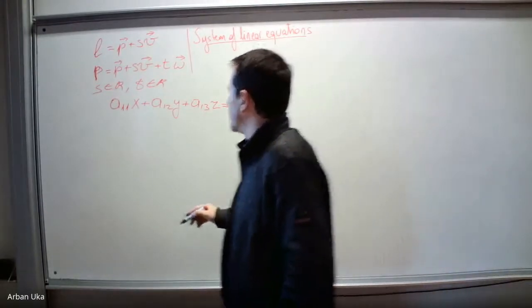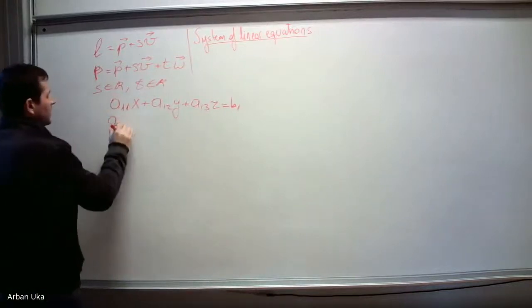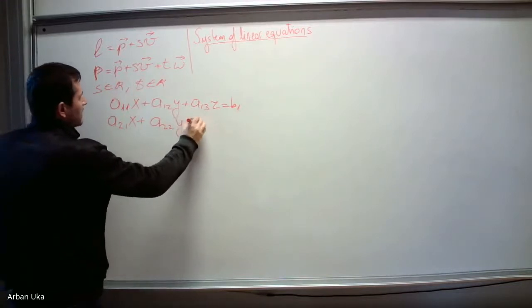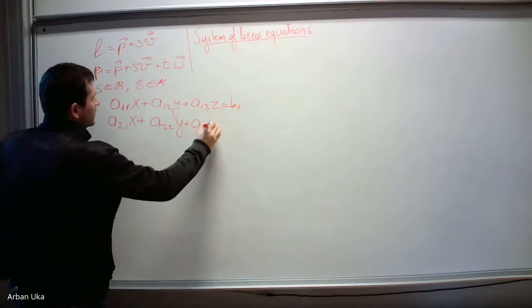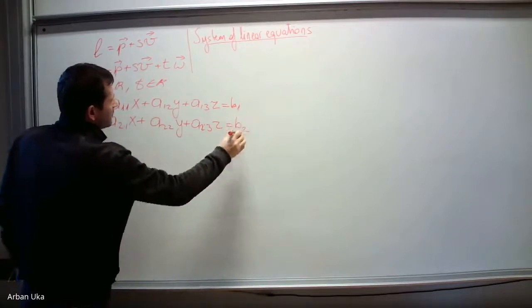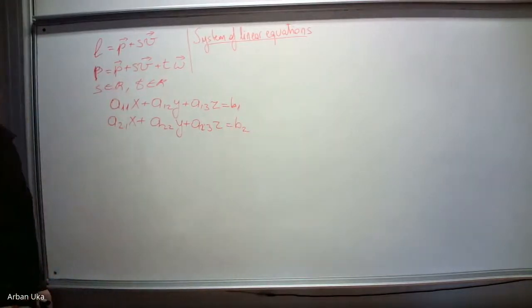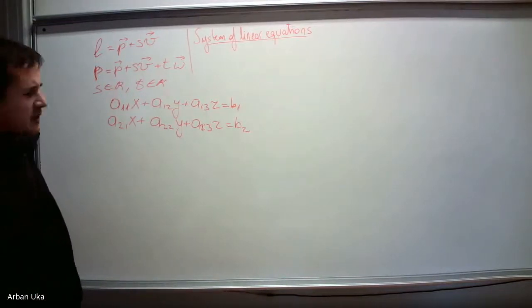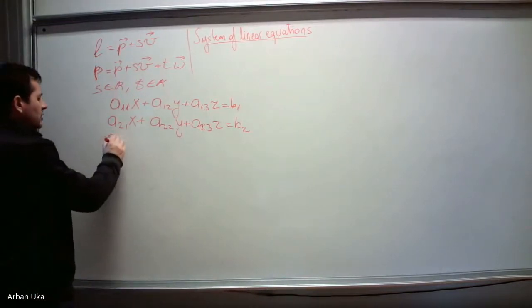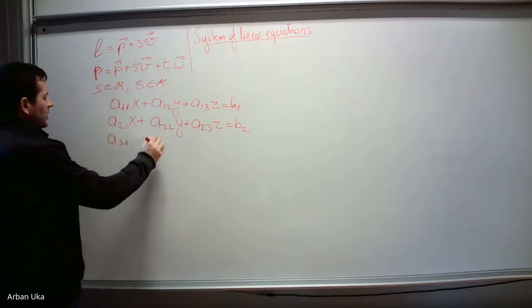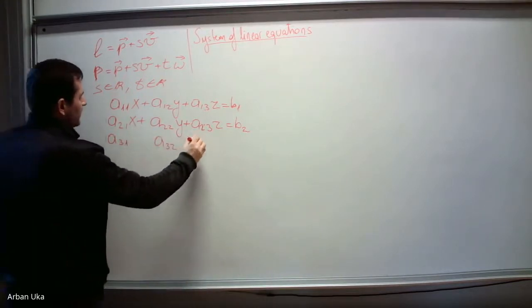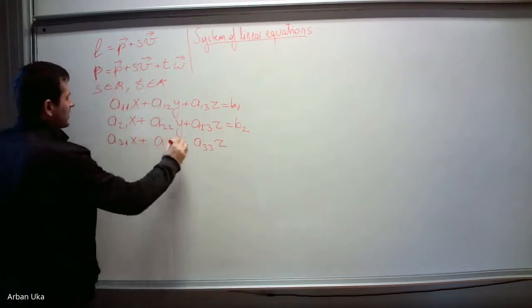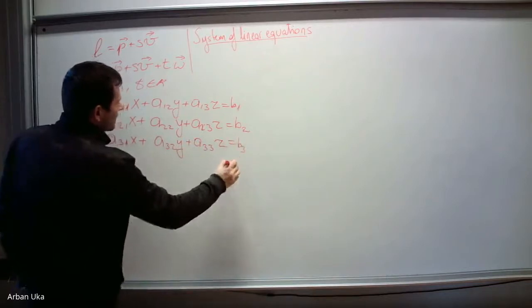And the moment we add another equation that looks like this, a21x plus a22y plus a23z is equal to b2, this is a system of linear equations. Okay, so we can also add a third equation: a31, a32, a33 times x, y, z is equal to b3.